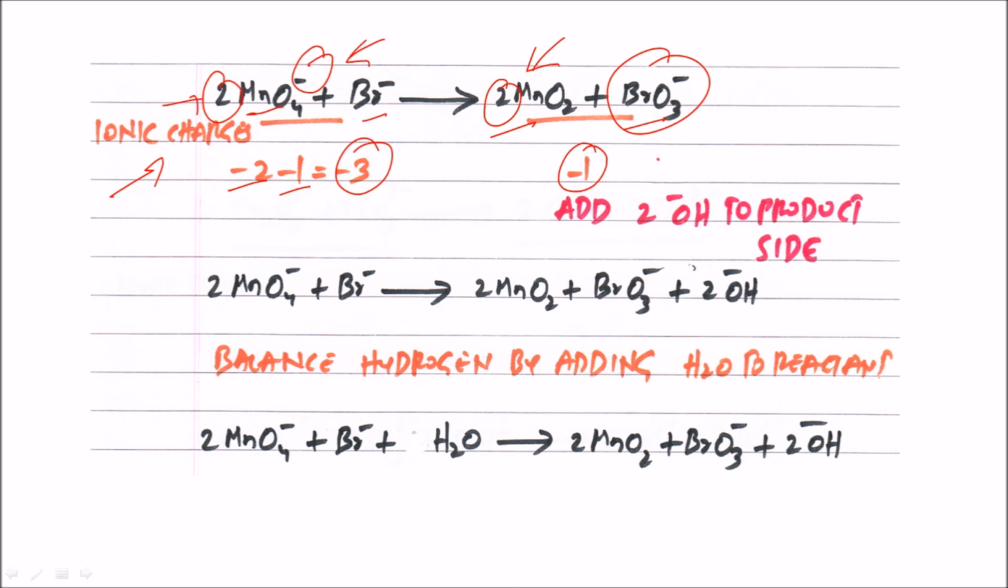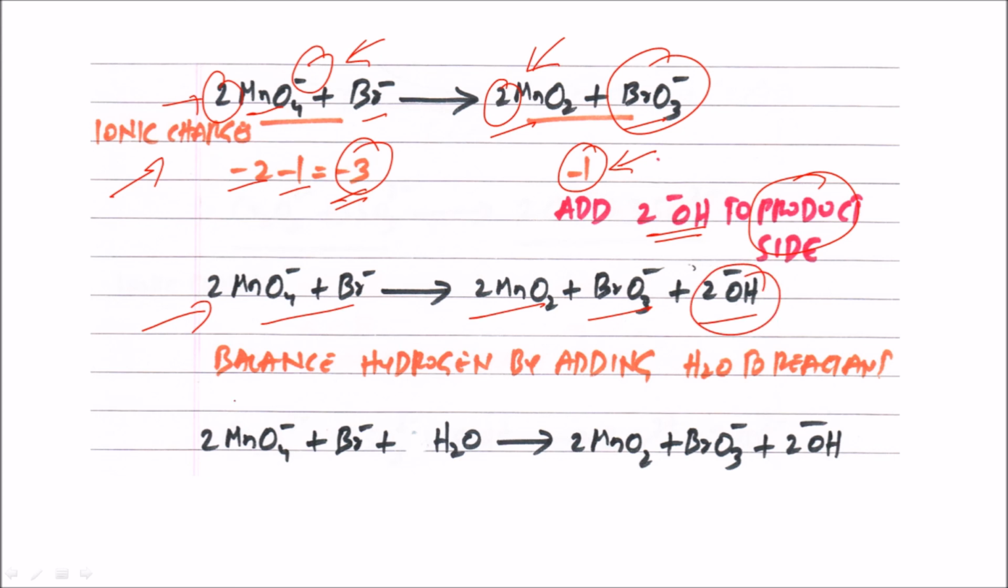So this reaction is carried out in basic medium, so we can't add H plus here, we need to add OH minus. Now the reactant side has minus 3, so more negative charge, and the product side has less negative charge. And we're adding OH minus, so it should be added to the product side. And how many should be added there? We need to add 2 OH minus. So what you get now is the equation 2MnO4 minus plus Br minus gives 2MnO2 plus BrO3 minus and 2 hydroxide ions.